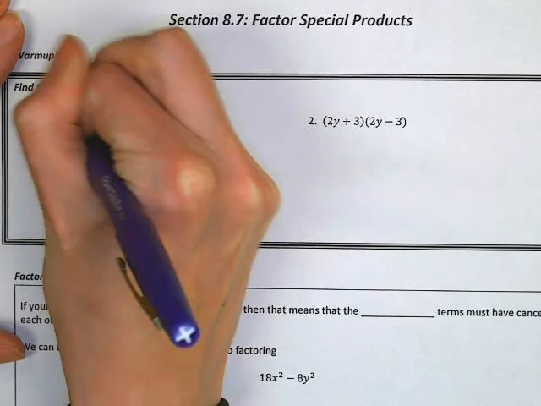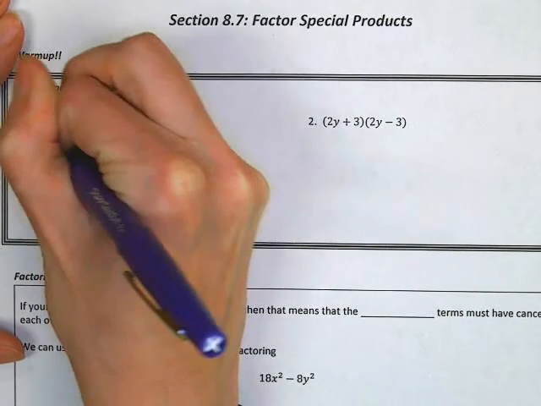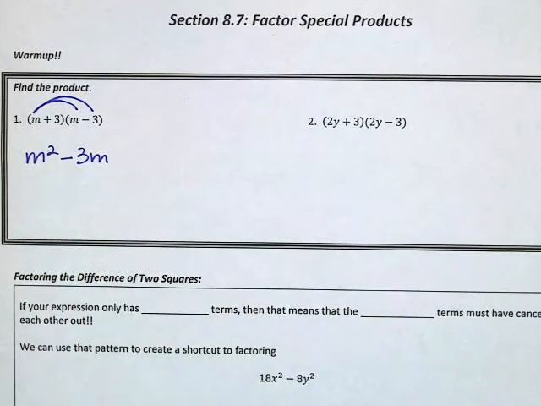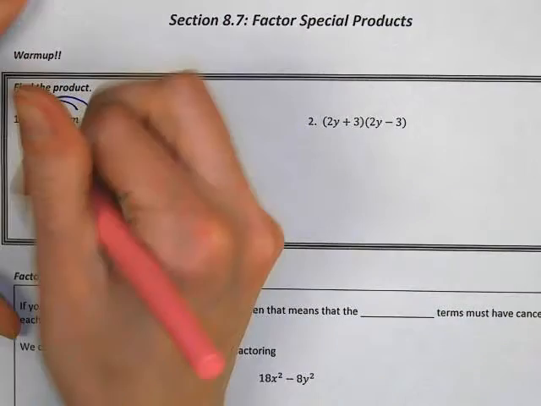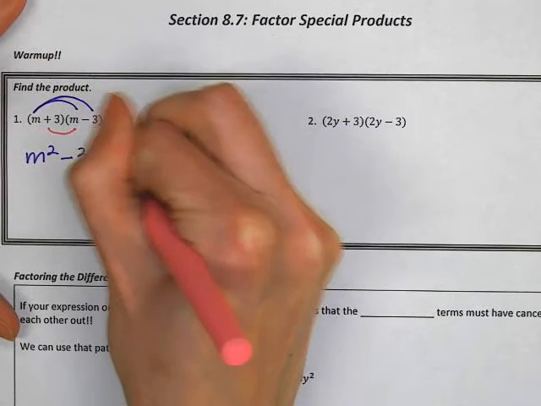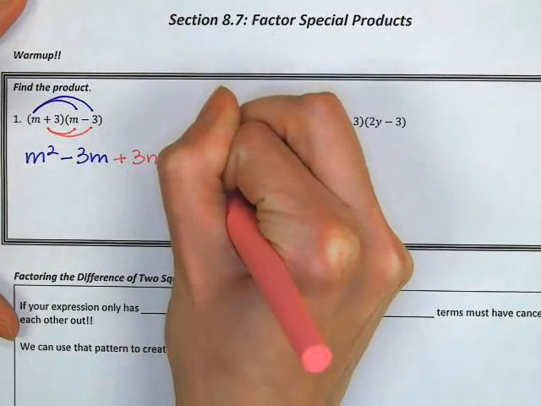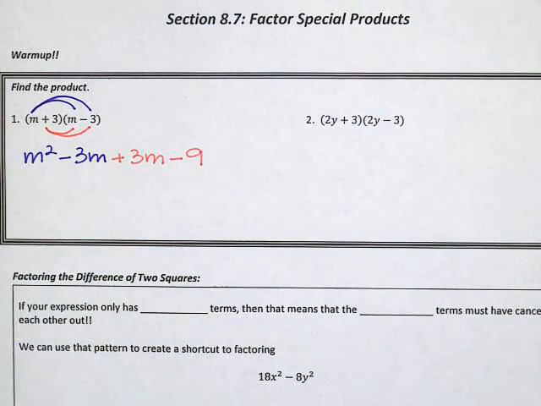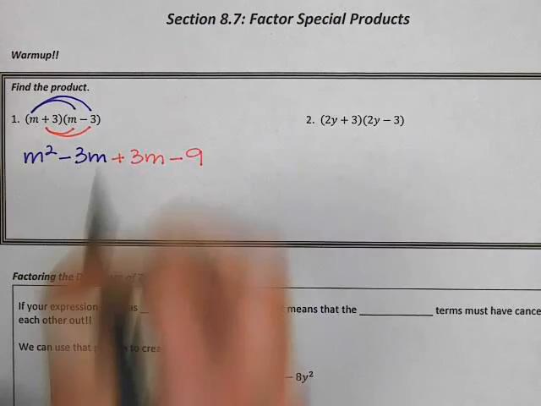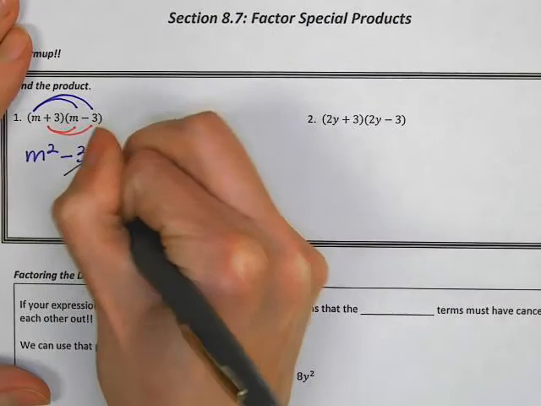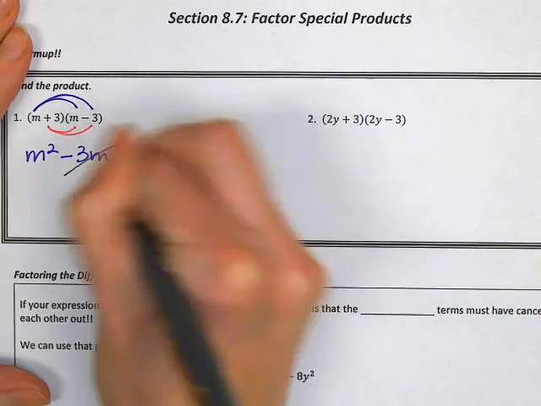So m times m is m squared. M times negative 3 is negative 3m. And then we're doing our double rainbow. 3 times m is positive 3m, and 3 times negative 3 is negative 9. And then add like terms in the middle, but what you're going to notice today is that they cancel. I think we've seen that before. And the answer is m squared minus 9.